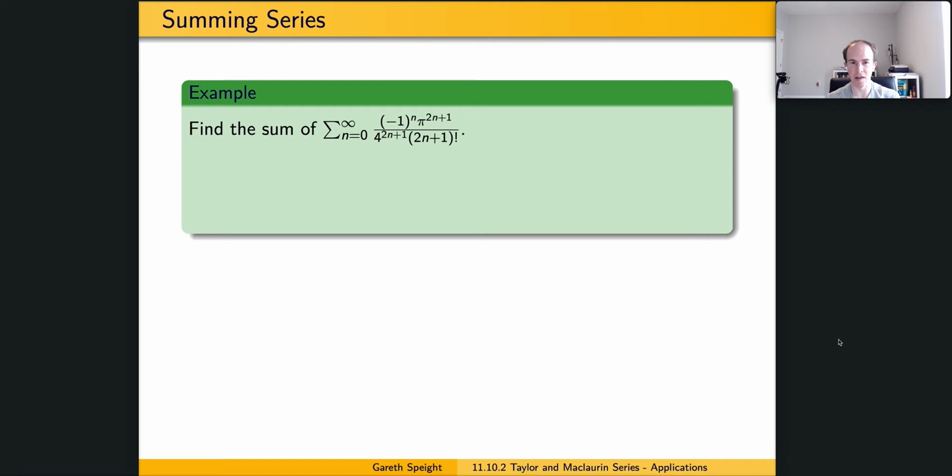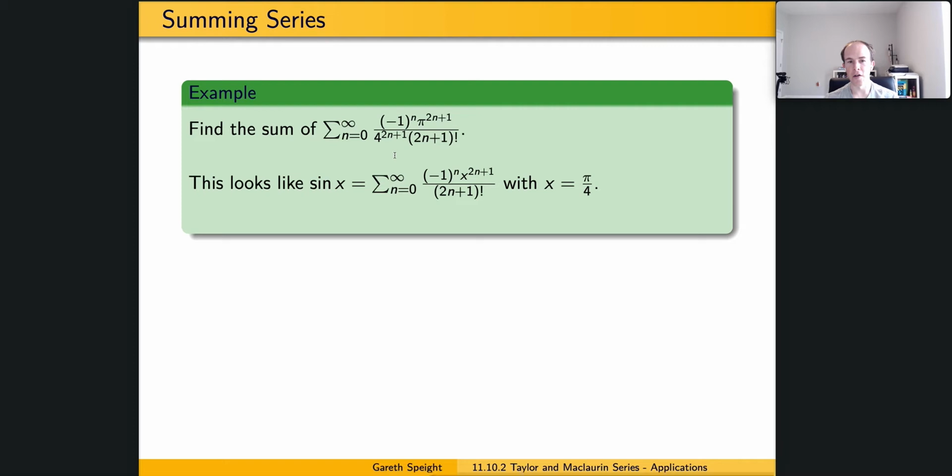Let's find the sum from n equals 0 to infinity of (-1)^n π^(2n+1) over 4^(2n+1) (2n+1)!. We see the (-1)^n and the (2n+1)! kind of remind us of sine x. So we know that sine x is the sum from n equals 0 to infinity of (-1)^n over (2n+1)! times x^(2n+1). If we stare at these two sums and compare them a little bit, the (-1)^n are in both, the (2n+1)! is in both. In the sine x, we have x^(2n+1). In the sum above, we have π^(2n+1) over 4^(2n+1).